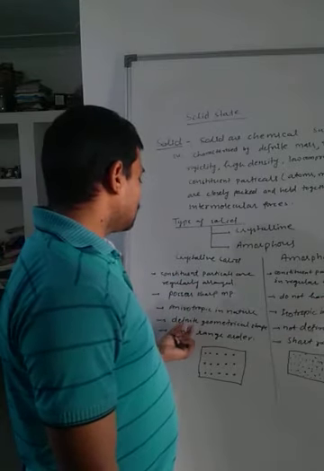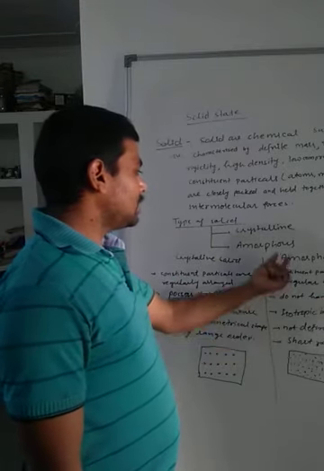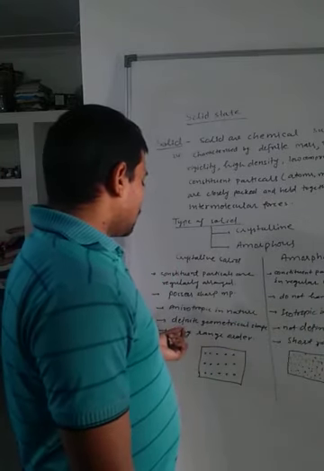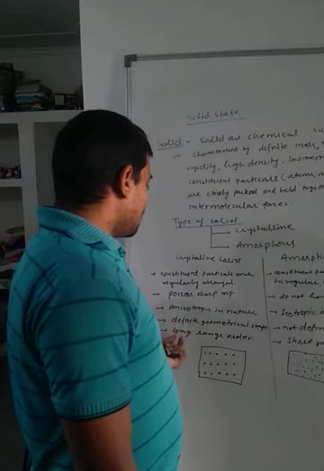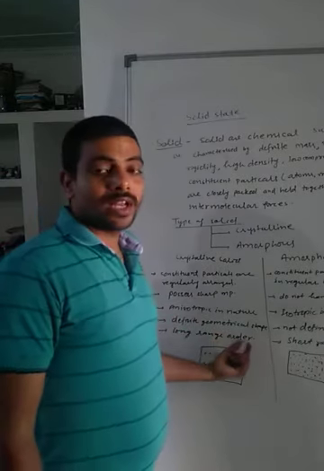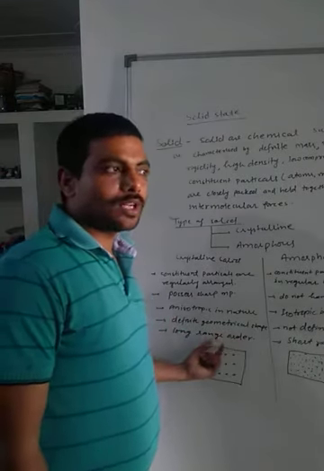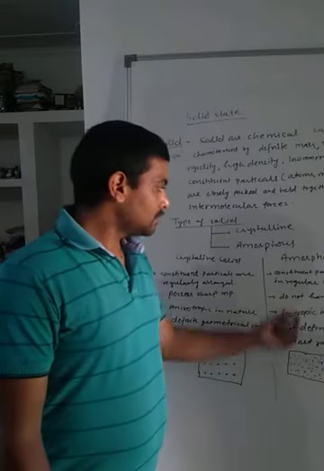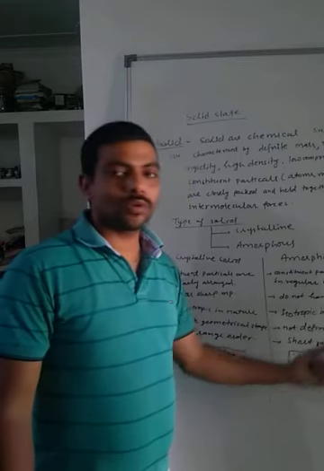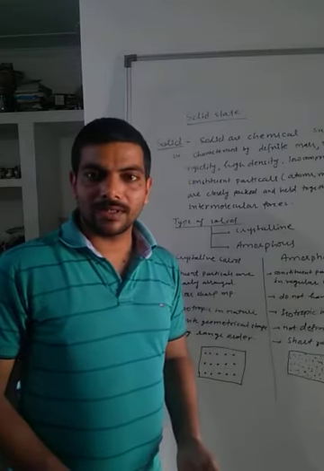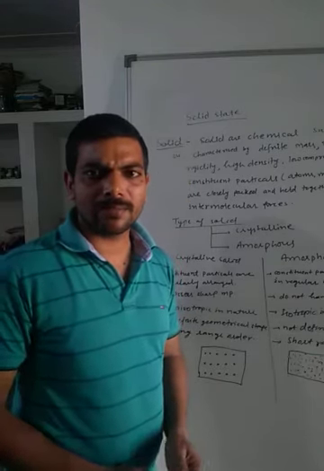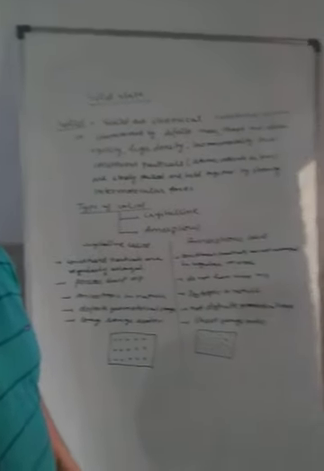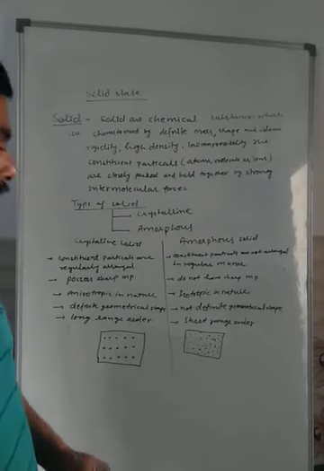Now, crystalline solids have a definite geometry and shape, and in the case of amorphous solids there is no definite geometry or shape. Crystalline solids have long range order. A variety of crystalline solids is available in nature, and amorphous solids have short range order. So here are the differences between amorphous and crystalline solids.